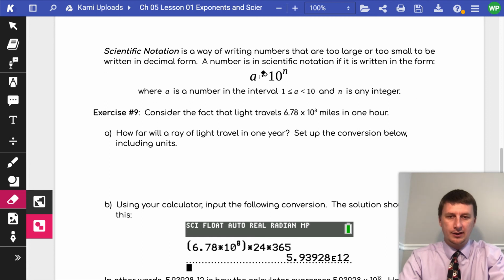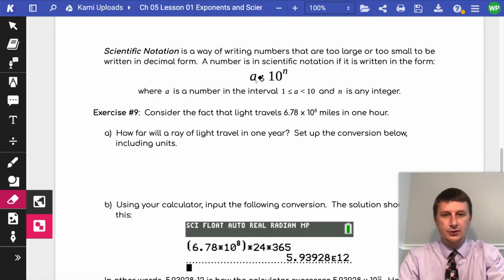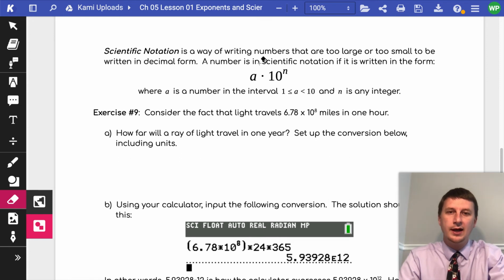Well, let's take a look at that. A has to be any number. It could be 1, but it can't be 10. So it could go up to 9.9999, but it cannot be 10. And the exponent over here has to be an integer, which means not a decimal or a fraction.